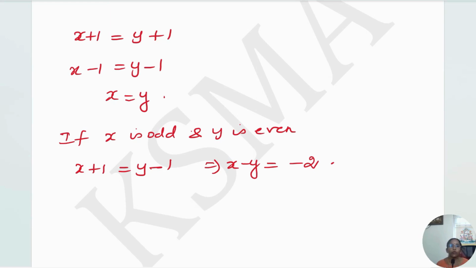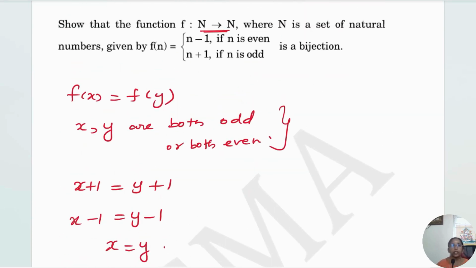Look at your data. If one is an odd number and the other one is an even number, the difference between the odd and even is coming as differ by 2. But practically that is not possible. So we are not considering this condition, where one is odd and the other one is even. So we consider only this part, if both are odd or both are even. So in that case, we got x is equal to y. So our function is one to one.